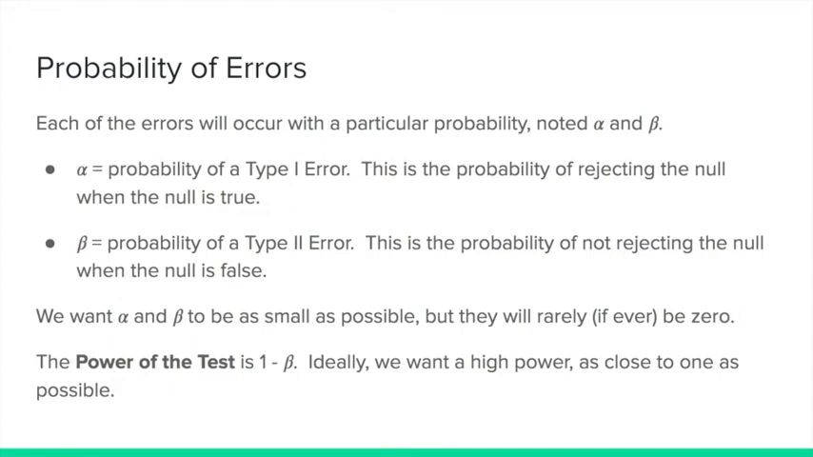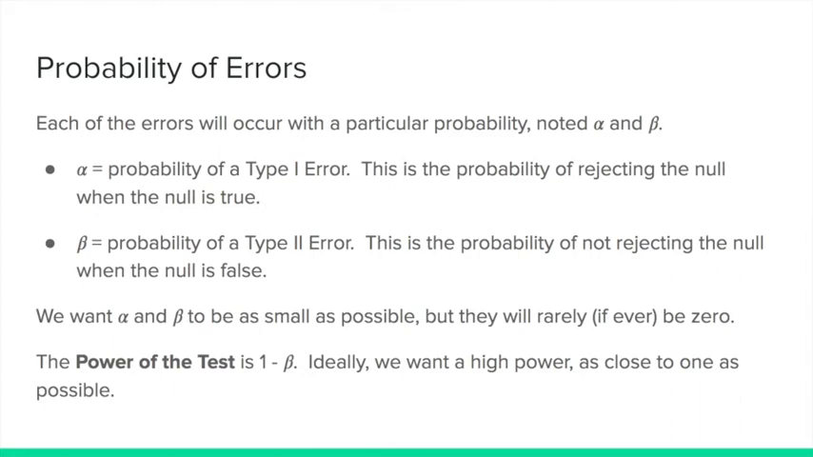So if the significance level is nice and small, then we have a pretty low probability of making a type 1 error. Typically we deal with alphas of like 0.05 most of the time. Now beta on the other hand is the probability of a type 2 error, the probability of not rejecting when we should have rejected, when the null was actually false.